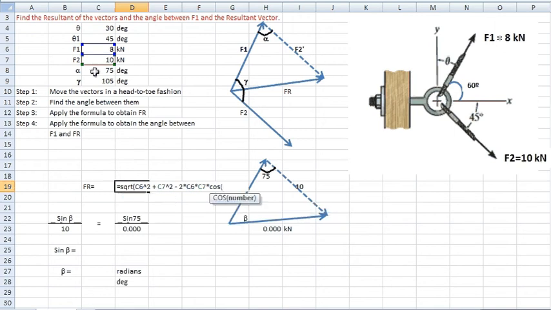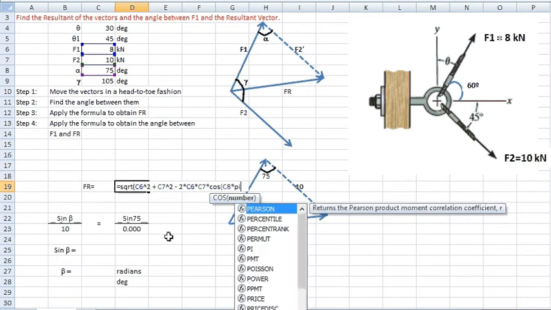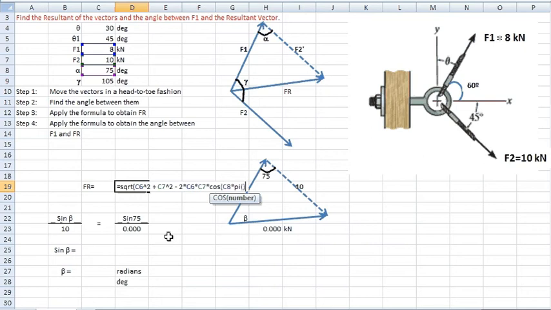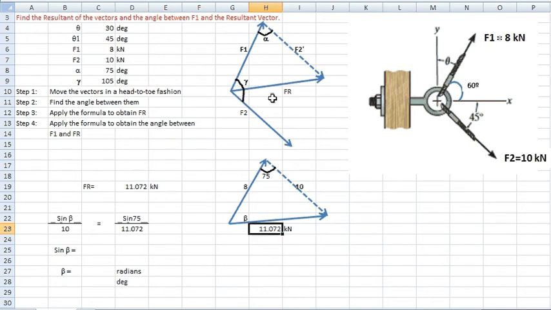Now in Excel we can't just put 75 here, we need to convert 75 degrees into radians, which is simple. Sorry, I'll use the reference here. 75 times pi divided by 180. Okay, so that's the result, that's the magnitude of the resultant, and it's shown here. I've recreated this triangle here, right? And so this solves the first part of the problem.